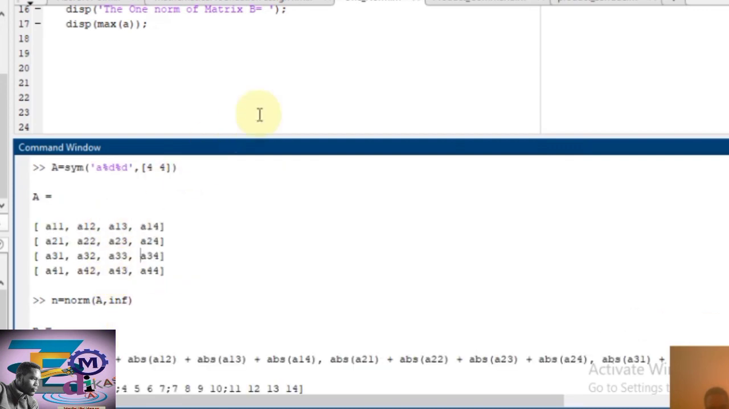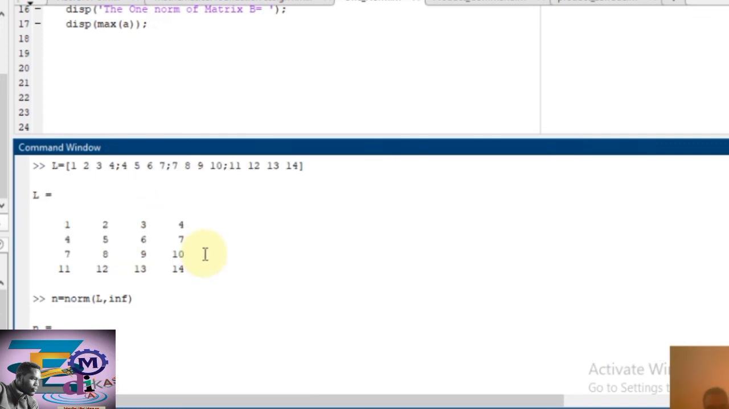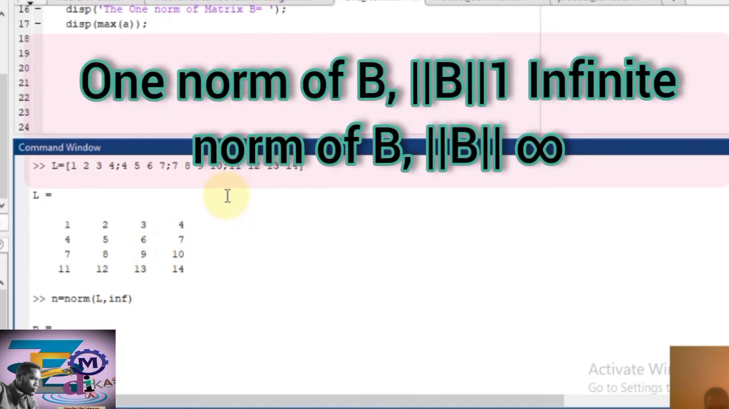So this is all about the two forms, the one norm of a given square matrix and the infinity norm of a given square matrix. So thank you, have a nice day.